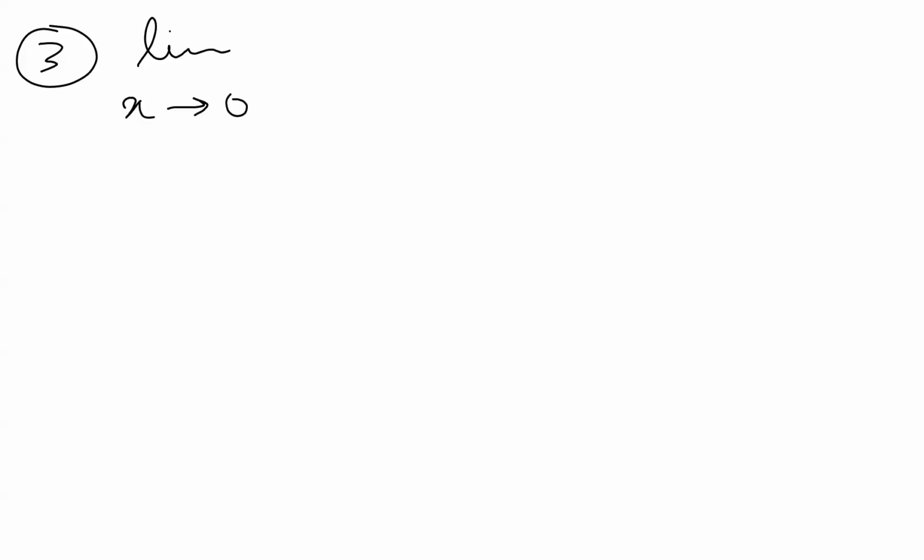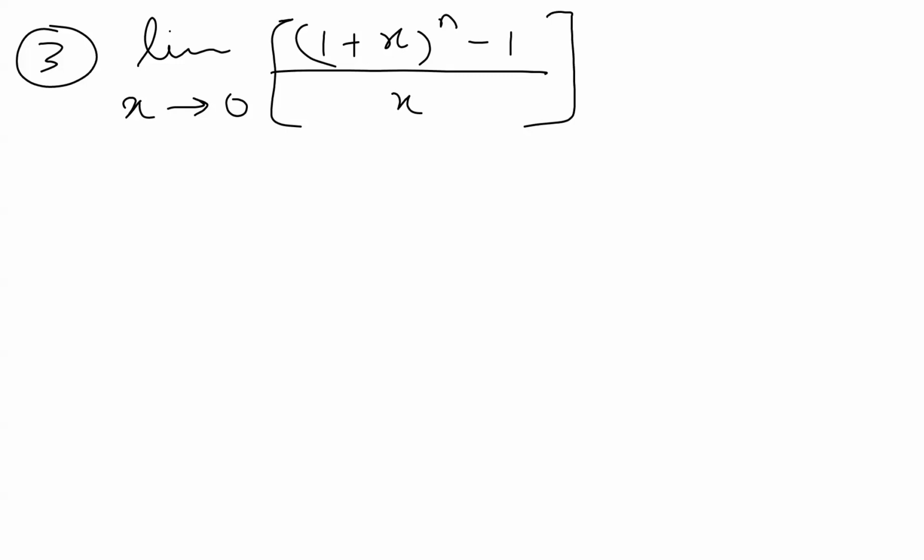Limit x approaching 0, 1 plus x raised to n minus 1 upon x. Okay. Now mark this problem as important because some things are there which are directly not applicable. Like the formula is not applicable over here. There are a lot of complications in this particular problem. You need to remember the steps. That's why I'm saying just remember the entire problem in total.